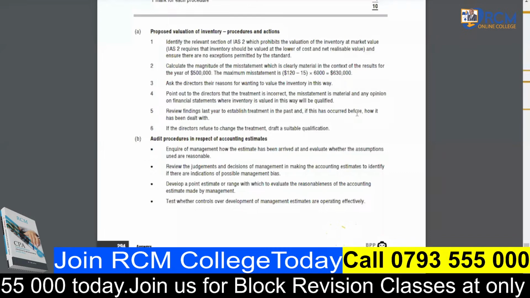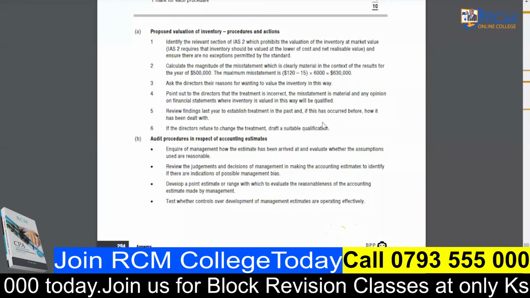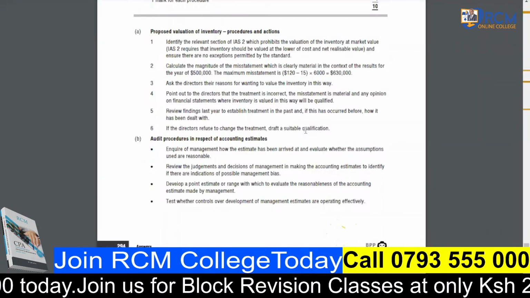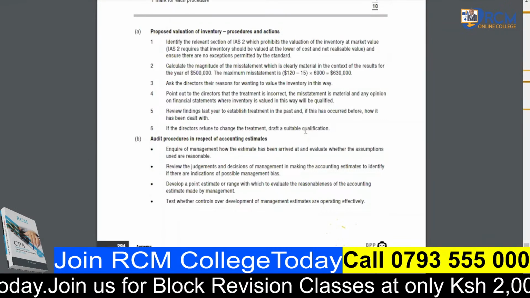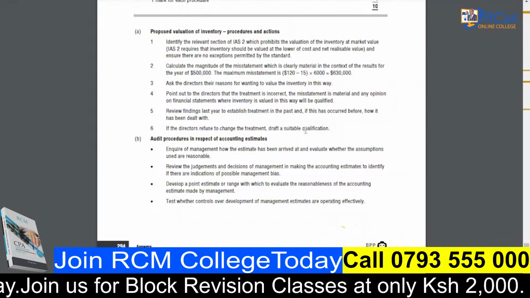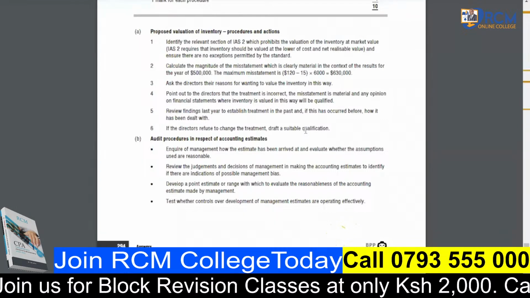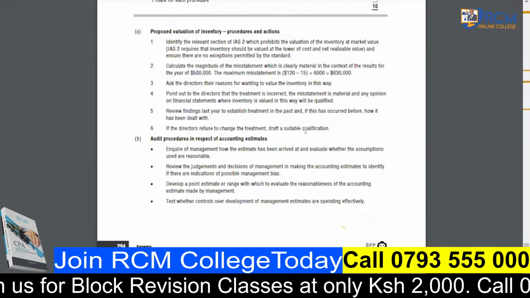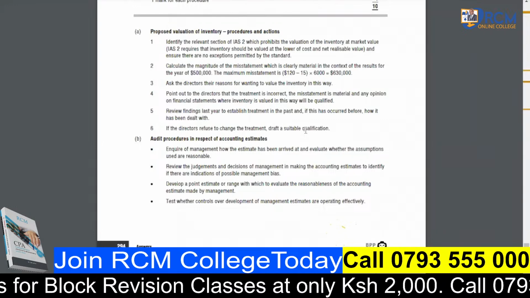So we are told here, if the directors refuse to change the treatment, draft a suitable qualification. You draft a suitable qualification and of course share it with the management. Remember, as an auditor, we are not people who do things childishly. We don't surprise management at the last moment by saying here is the qualified report. We must take these guys through the process. Explain to them the impact of our disagreement, right? Should they, in this case here, agree to make changes, you don't really issue a qualified report. The thing is to help a company.